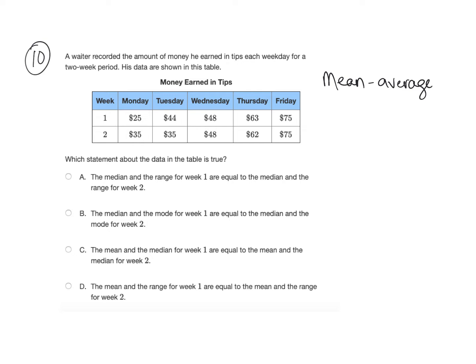In this case, this is Monday through Friday, so we would add 25, 44, 48, 63, 75, and then divide by 5 to get the mean. The median is the middle. So it's the middle data point, but keep in mind it's the middle after all of the data is put in numeric order.